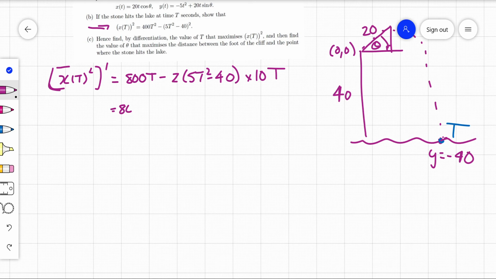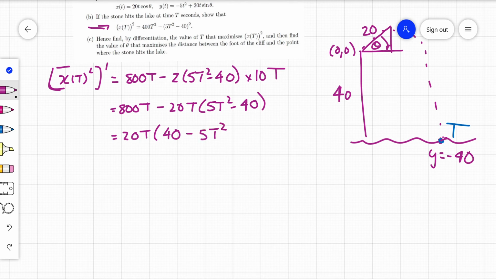So what have I got? I've got 800t minus, that'll be 20t, 5t squared minus 40. So they've both got 20t in them. So that'll be 40 minus 5t squared minus minus, so plus 40. So you can see there, that'll be 20t times 80 minus 5t squared. So actually I could put the 5 outside, but I don't really need to.